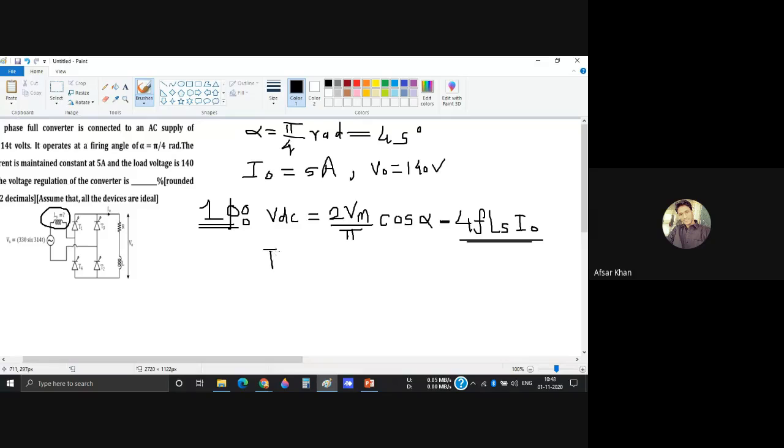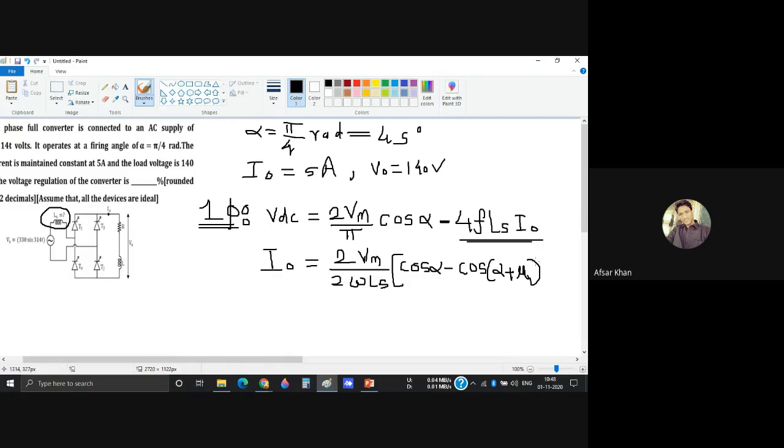And I naught is twice Vm over 2 omega Ls, whole multiplied by cos alpha minus cos alpha plus mu. If you are doing this derivation, that derivation is very easy. You will get interested in this type of derivation. So alpha, we know what alpha is.